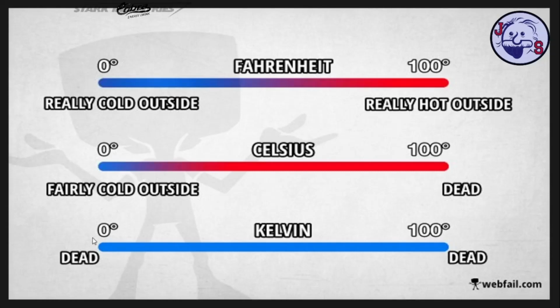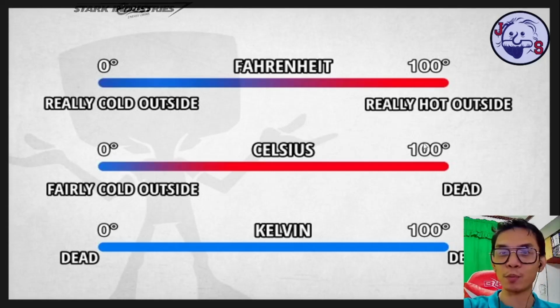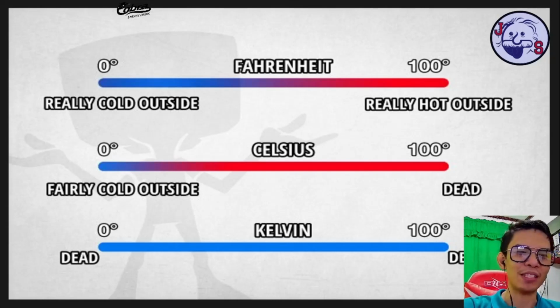Because 0 Kelvin is the absolute zero that we are talking about, in which the molecules of gas, liquid, and solid tend to stop moving. That is absolute zero. 100 Kelvin is also very cold, so you are presumed dead when the temperature is 100 Kelvin. So these are the descriptions of temperature, as described by some people.